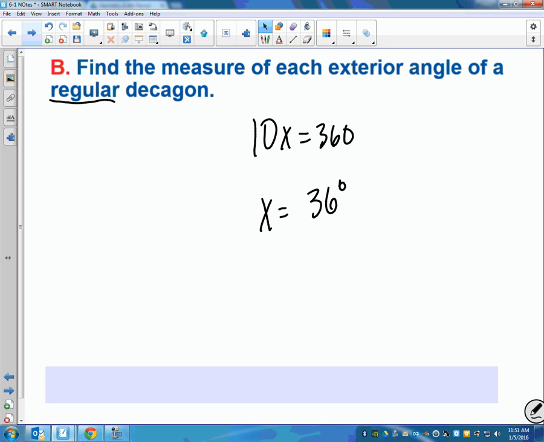I really want us to try to do better at using degree symbols. I'm not going to mark you wrong right now if you don't, but it's just good habit to write degree symbols when you can.